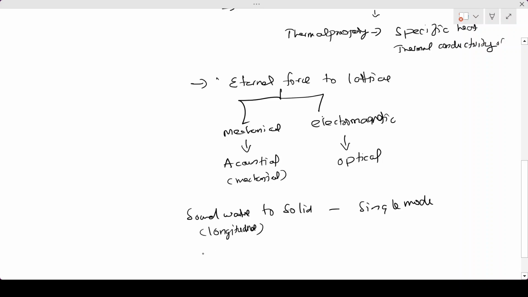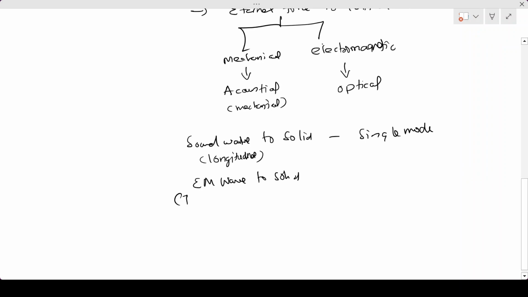And now if you have an electromagnetic wave, so you are trying to send an EM wave to a solid. You already know that electromagnetic waves are transverse waves. In a transverse wave, the atom will be vibrating perpendicular to the direction of propagation. So in that case you get two modes of vibration. As I already mentioned, you can collect the optical properties of that particular solid by sending an electromagnetic wave to it.